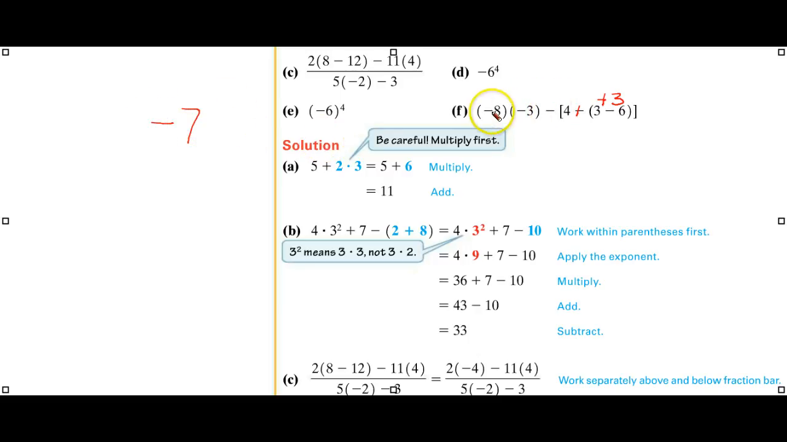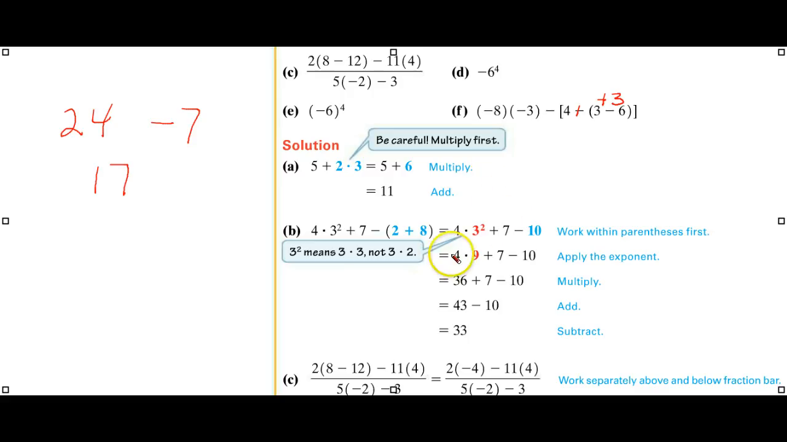Now we have a negative times a negative. This is going to give us a positive 24. So 24 minus 7 is 17.